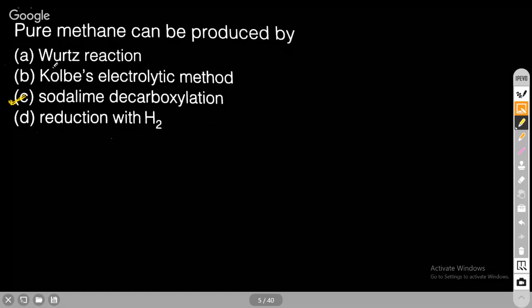See, first of all, the answer of this question is soda lime decarboxylation, and the reaction is this, which we have already seen just now: CH3COONa plus NaOH. When you heat this, we'll get CH4 and Na2CO3 forms. Right? So we get methane. So the answer is option C. Wood's reaction will also give you a higher alkane. The Kolb electrolytic method will also give you a higher alkane. Okay, I'll just write it down. No, not D. It's A and B.